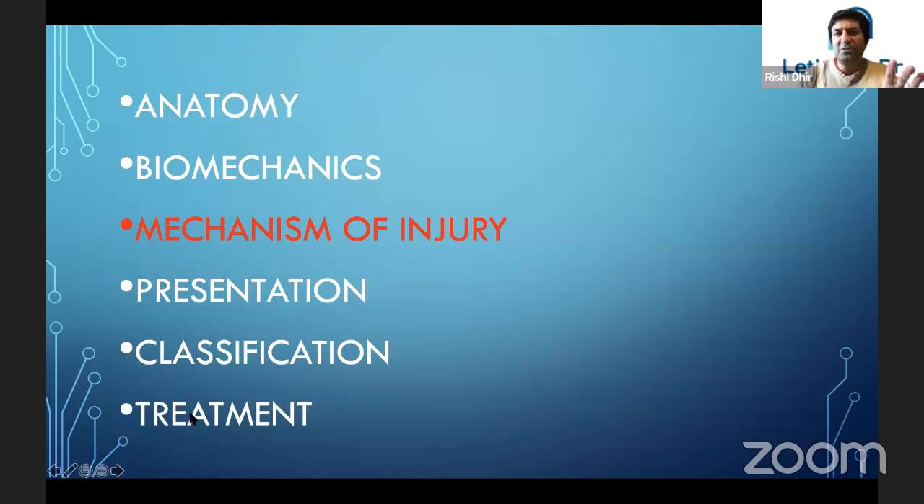Okay, so we've talked about anatomy, we've talked about biomechanics, the so-called boring parts of the talk. I'm going to now move on to what I think is really relevant to you guys clinically, and that's mechanisms and presentation. So first of all, mechanisms of injury.